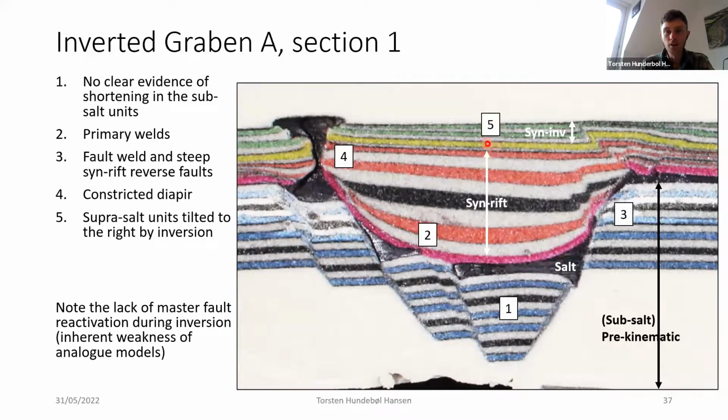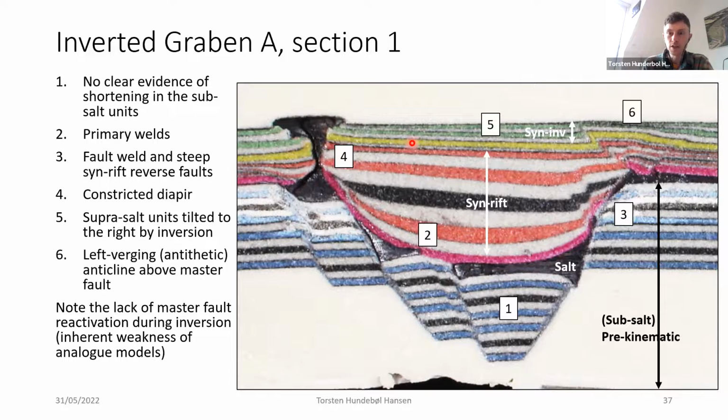And we have, interestingly enough, the suprasalt units tilted to the right during inversion, as you can see from the yellow and green layers here. So if you were to reverse reactivate the basement fault here, you would expect the whole block to rotate to the left, but we see something else.